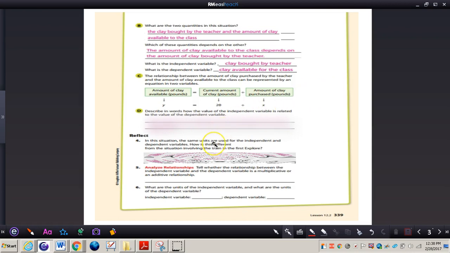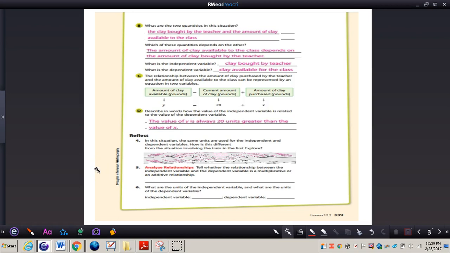Now let's take a look at D. It says describe in words how the value of the independent variable is related to the value of the dependent variable. We've kind of talked about this already. So we can see the value of y is always 20 units greater than the value of x. So value of y, the amount of clay available, always 20 units greater. Why was that? Because the teacher started out with 20 pounds of clay at the beginning.